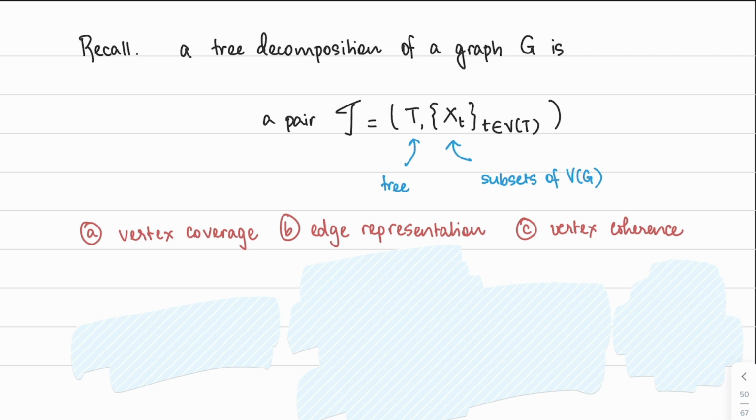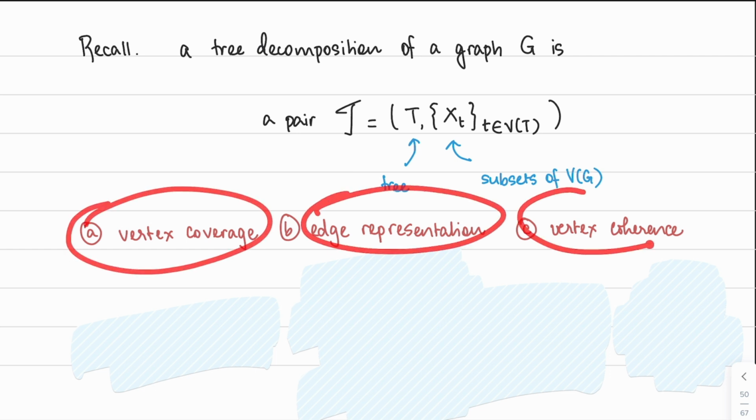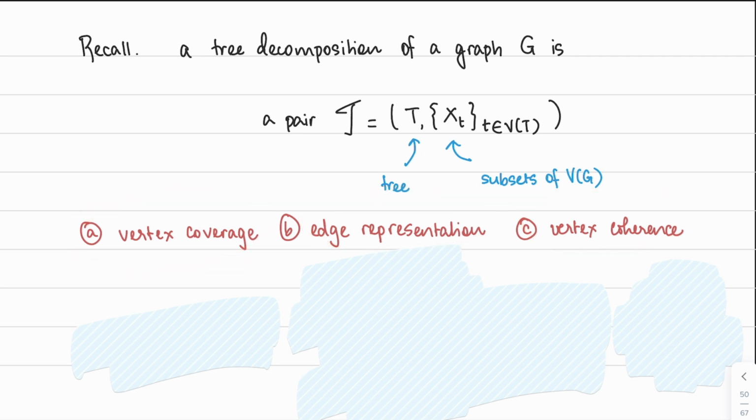And these are not just any collections of bags. These bags must satisfy three important properties. You might recall that these properties are vertex coverage, edge representation, and vertex coherence. Vertex coverage simply ensures that every vertex of the graph G appears in some bag of the tree decomposition. Edge representation ensures that if you have an edge in the graph between vertices U and V, then both U and V are present together in some bag of the tree decomposition.